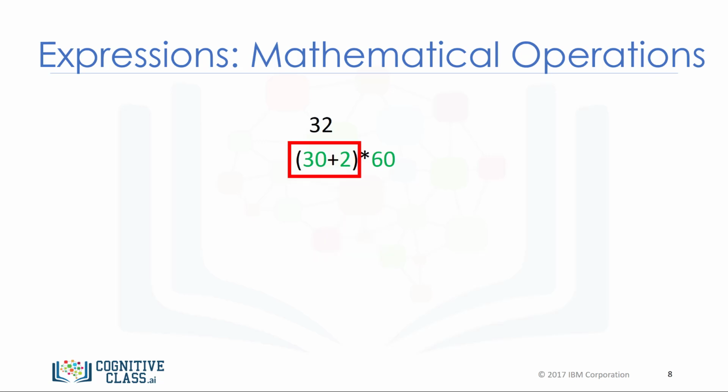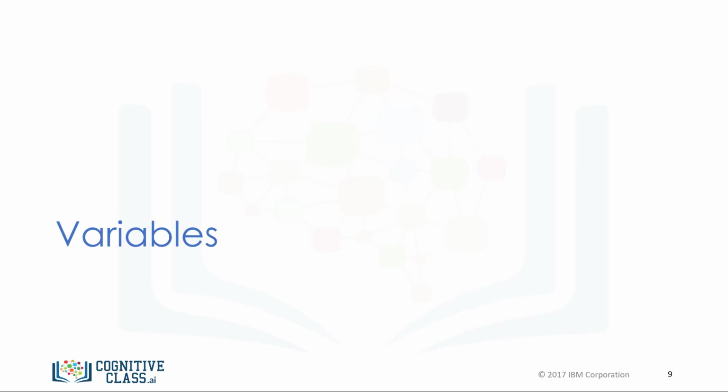The expressions in the parentheses are performed first. We then multiply the result by 60. The result is 1,920. Now let's look at variables.